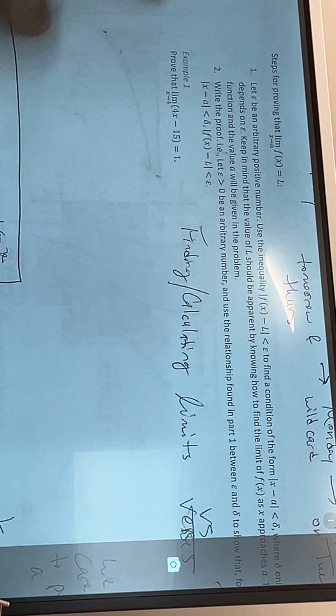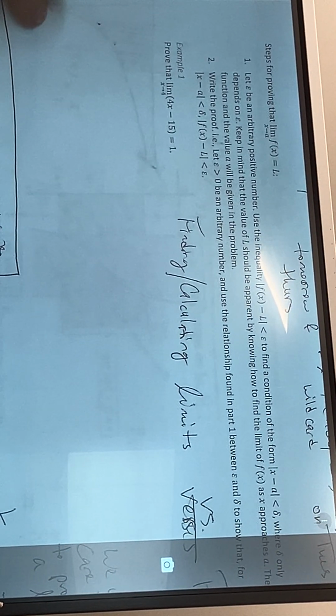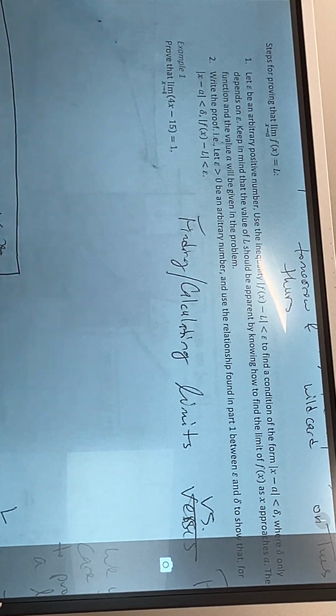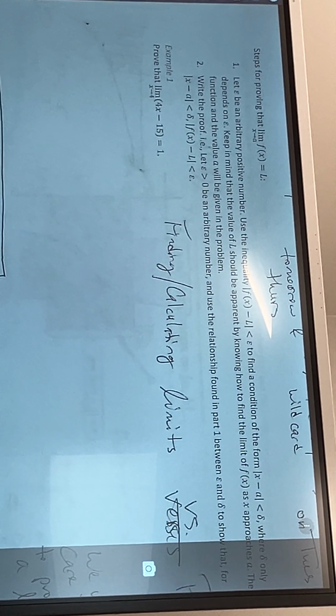But let's see about proving this limit. We're just going to accept that all of this stuff is true and that it works. And so let's see how it works.